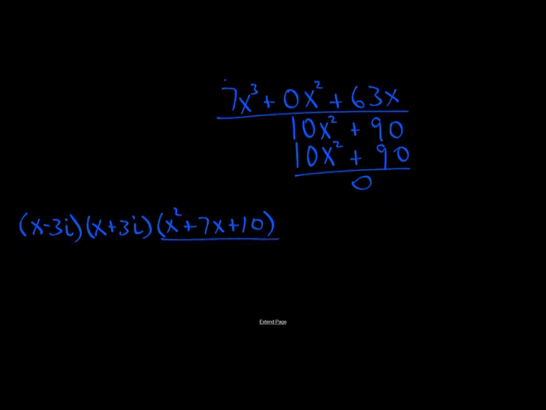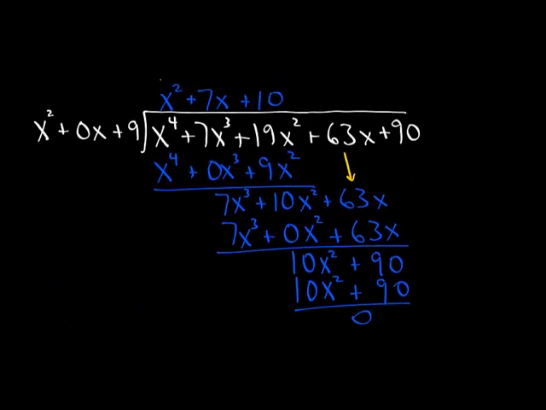Now, I can factor this a little further. So here's x plus 2 and x plus 5. Yeah. So we know now what our zeros are. 3i, negative 2, and negative 5.